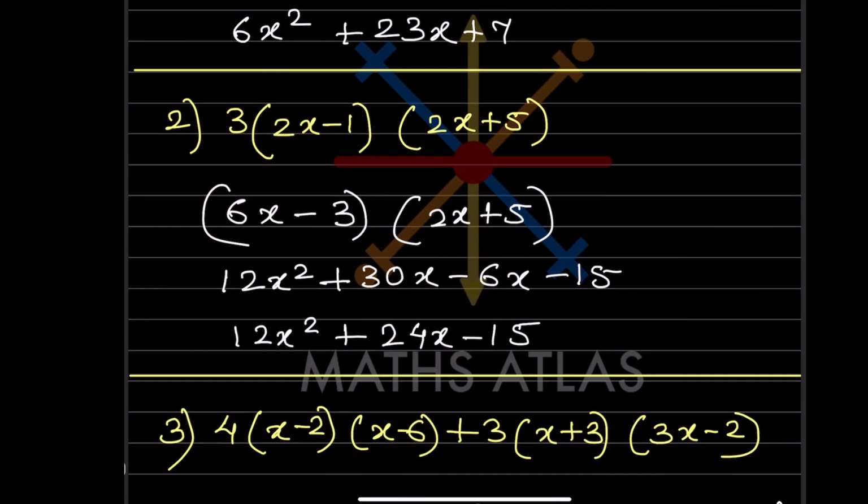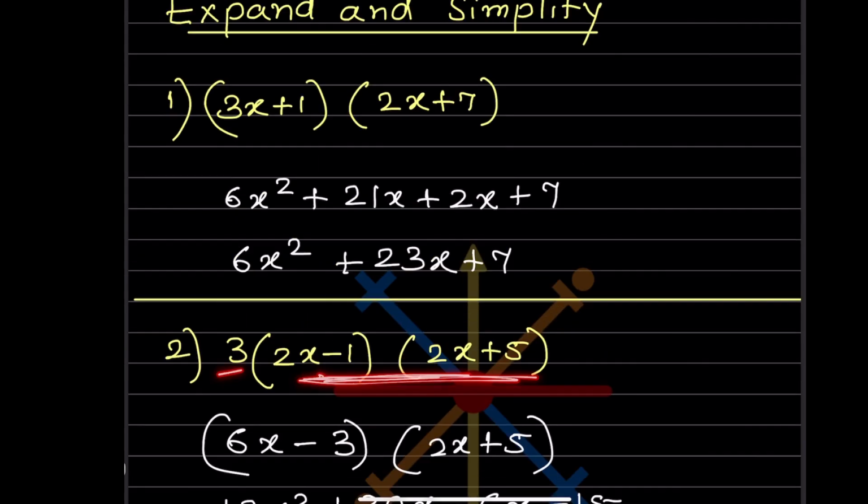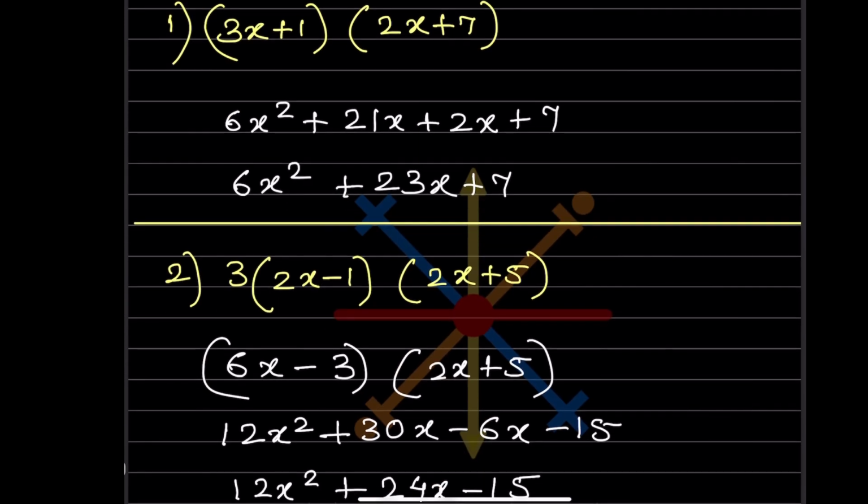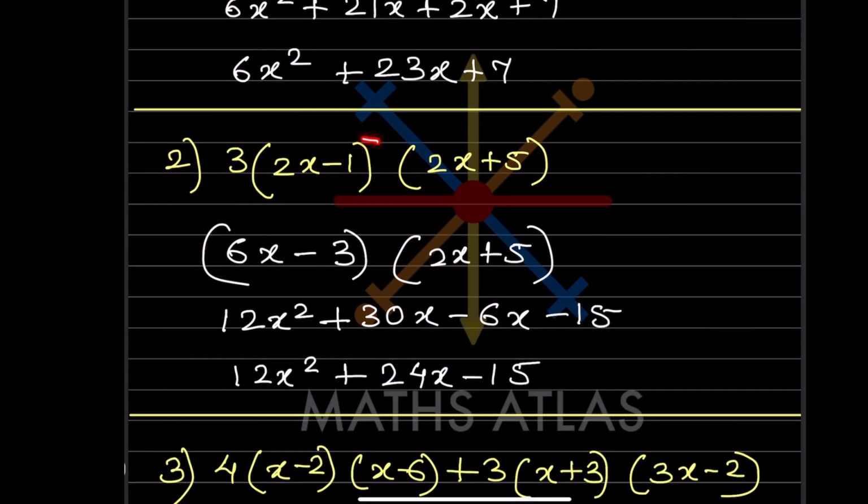Now look at here. This is a little different. Here is 3. So first thing, what you are going to do, either you keep this 3 at the side first and then do this one together as you did in the previous problem, or you will take this part first. So this you are going to expand. So what will that be? 6x minus 3. So this is 6x minus 3 and this will be as it is.